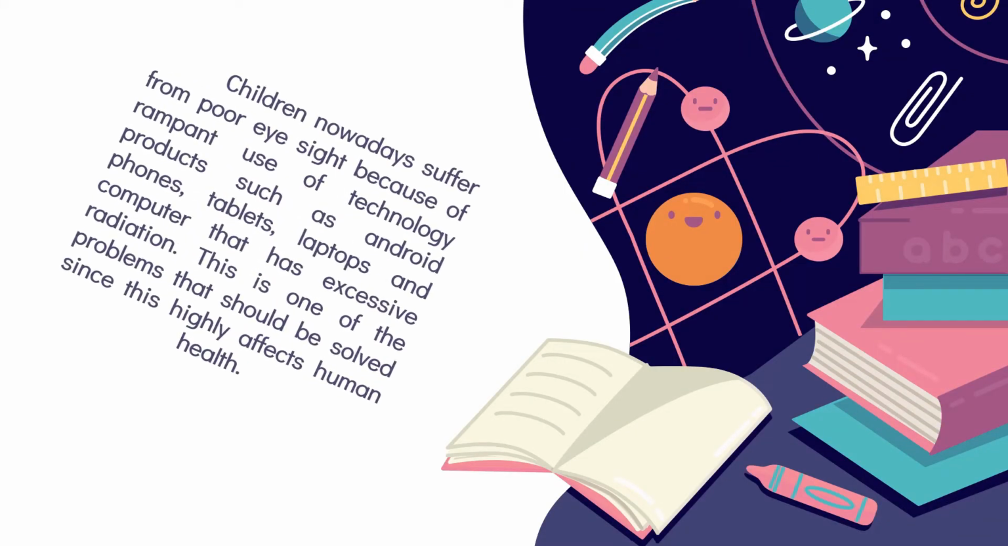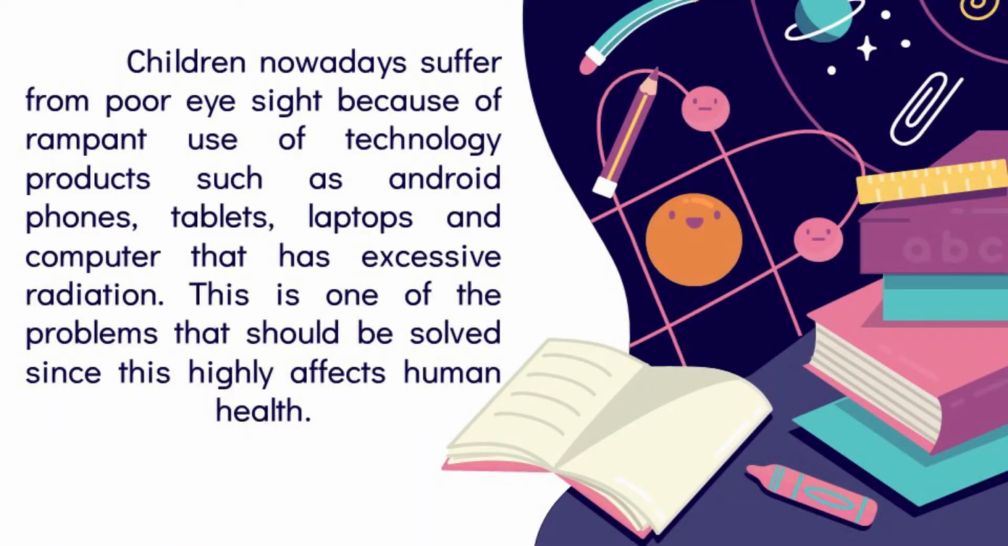And now for the next example. Children nowadays suffer from poor eyesight because of rampant use of technology products such as Android phones, tablets, laptops, and computers that have excessive radiation. This is one of the problems that should be solved since this highly affects human health. Now, do the same. Identify the pattern of idea development and the transition words used in this example.